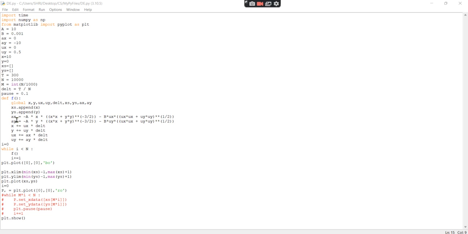And then also this extra term, minus b times the velocity in the x direction times the magnitude of the total velocity, that is ux square plus uy square to the power of 1 upon 2. And then similar stuff for y. And b is a constant, a is a constant. I have given them over here. And they gave us the condition that b is just very small. They didn't give us anything else.